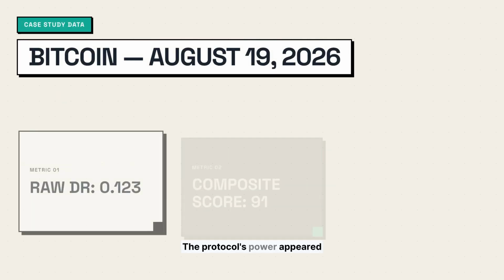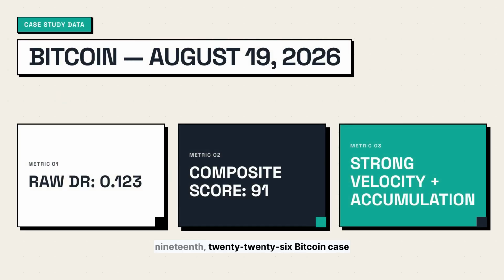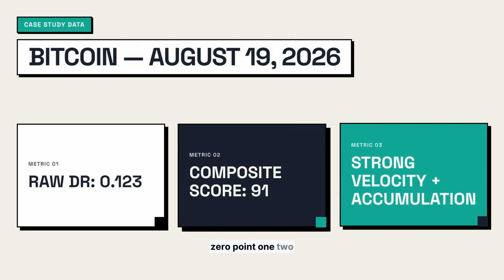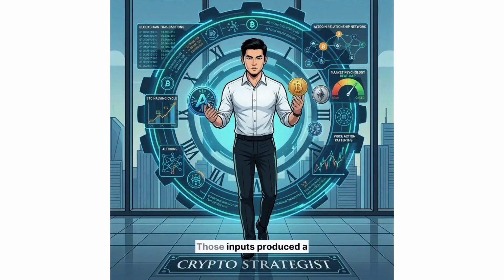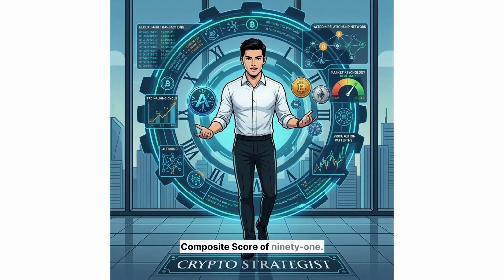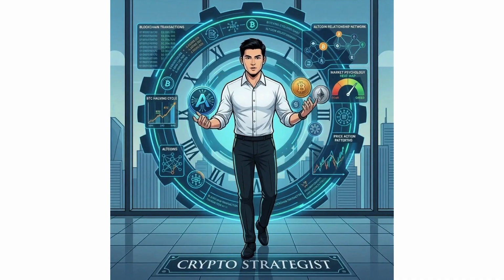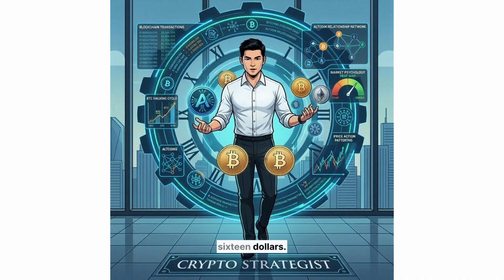The protocol's power appeared clearly in the August 19, 2026 Bitcoin case study. Raw demand ratio reached 0.123, while on-chain health showed stronger velocity and accumulation. Those inputs produced a composite score of 91. The resulting value floor rose to $68,485, and the value ceiling expanded to $135,816. The market price of $68,264 was testing the bottom of that new healthy range.